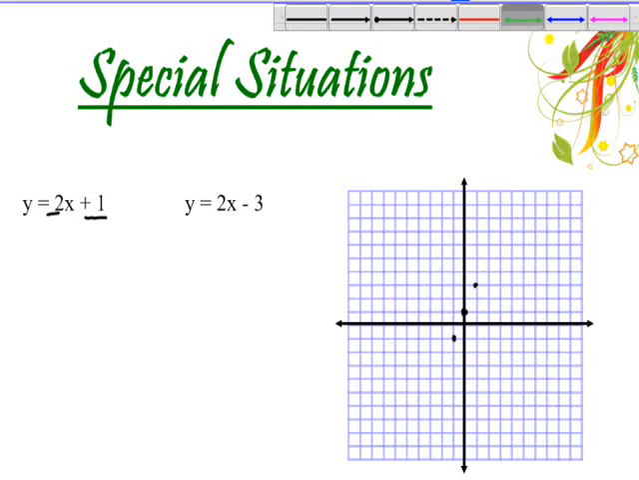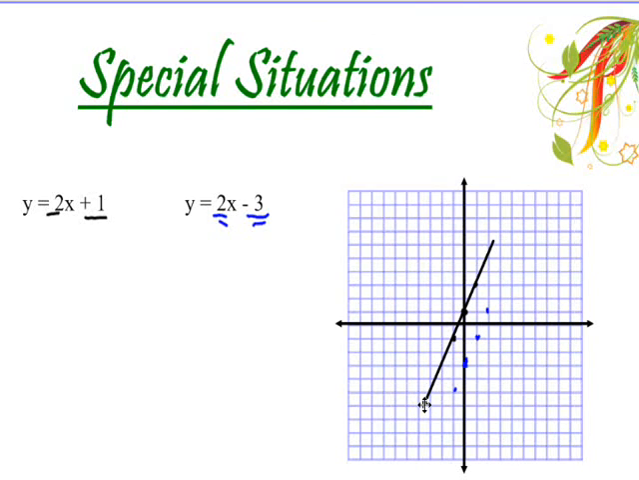Graph that line. There we go. The next one, we have a y-intercept of -3, down here. And again, a slope of 2. What do we know when our slope is equal? What do we know about those two lines? Go ahead and graph this.